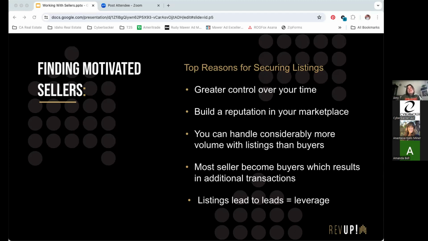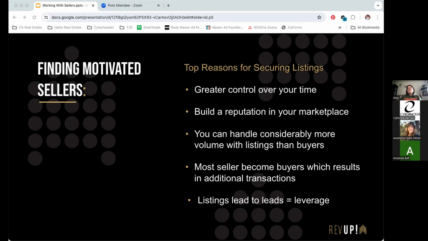It just doesn't take as much time, which means that you have more time for lead generation and more time to build your business. You can handle more appointments with listings than you can being buyer focused. Most successful real estate businesses, as a solo agent, you should aim for at least 50-50 listings to buyers, or even 60-40, with 60% listings, 40% buyers.